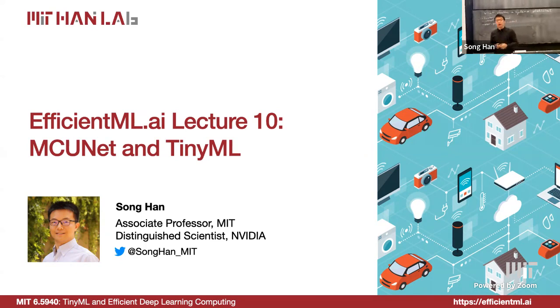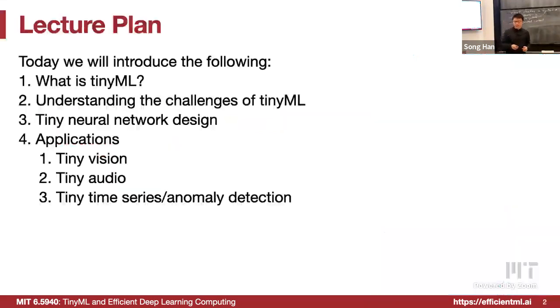So today we're going to talk about EfficientML.ai lecture 10 about MCUNet and TinyML. Today's lecture, we are going to cover the following sections. So what is TinyML? What are the challenges of TinyML? And how to design those tiny neural networks? And what are the applications, including tiny vision, tiny audio, tiny time series, and also anomaly detection.